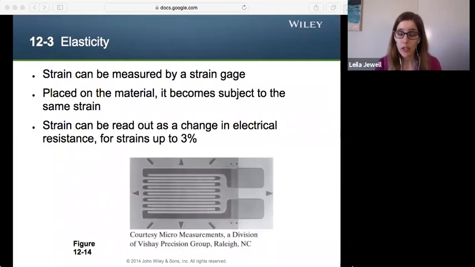Right, now strain could be measured, for instance, by a strain gauge. So there's one shown here. You place it on the material, and so it becomes subject to the same strain. If the whole thing is stretching apart, it will stretch apart too. You notice there's these bars that are interlaced, and so as they stretch, it can be read as a change in electrical resistance for strains up to 3%. Notice this isn't a huge change in length relative to the original length, but it's something that can be measured, and something that becomes really important when you are designing structures and considering which materials to use for various applications.